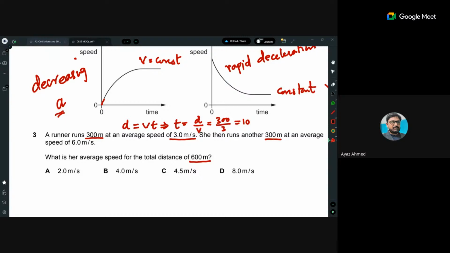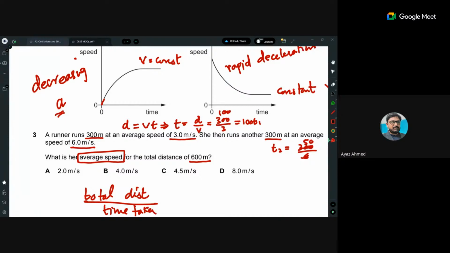Then the next 300 meters at 6 meters per second. This is your time 1, and for time 2, it would be 300 meters divided by 6. So you will have 50 seconds. Sorry, that will be 50 seconds, and then the total is 150. So you have to stick with the concept of average speed, that is total distance divided by total time taken.